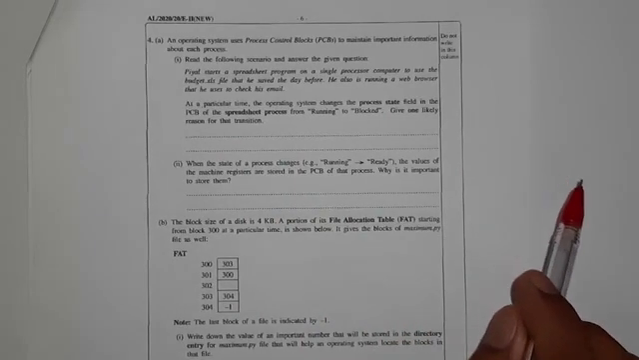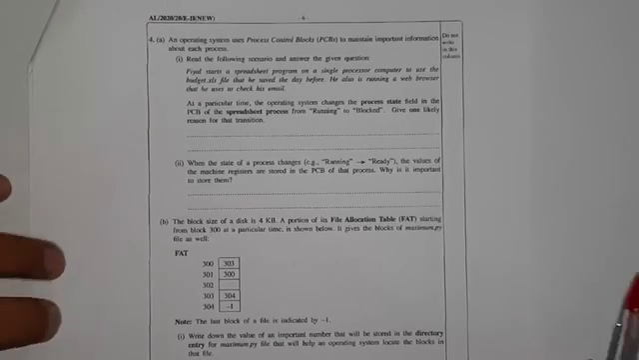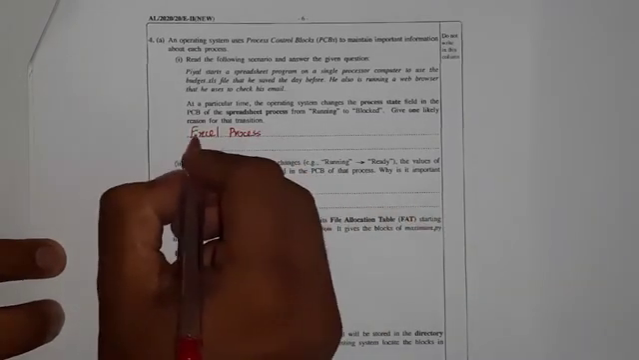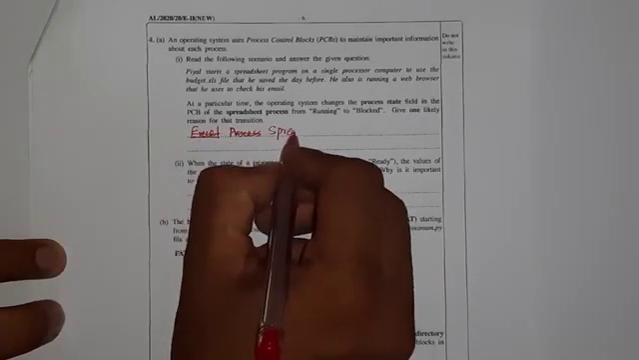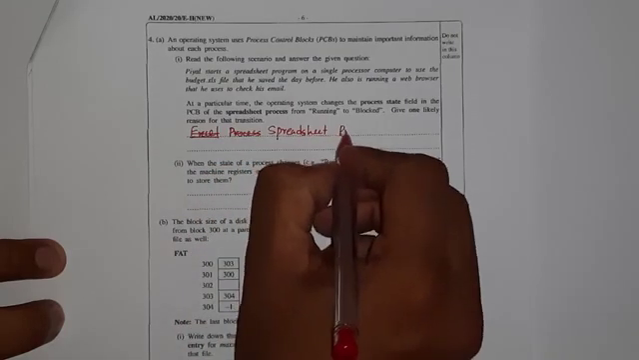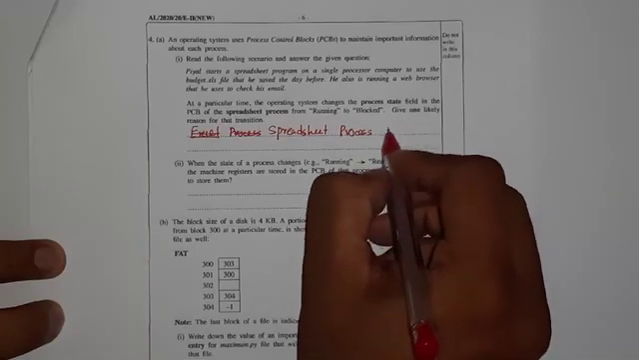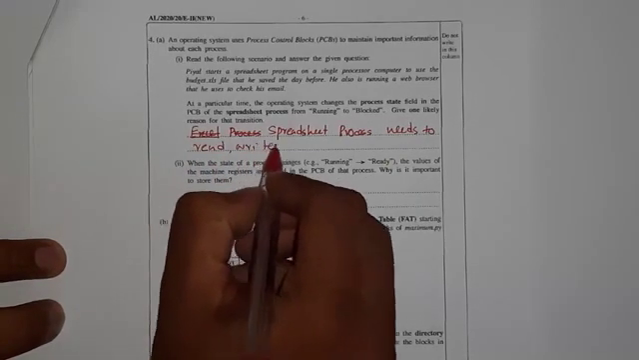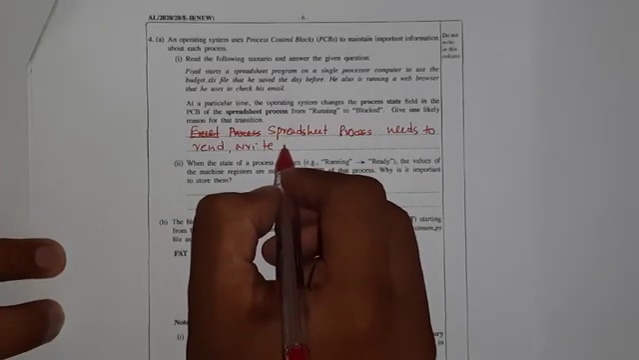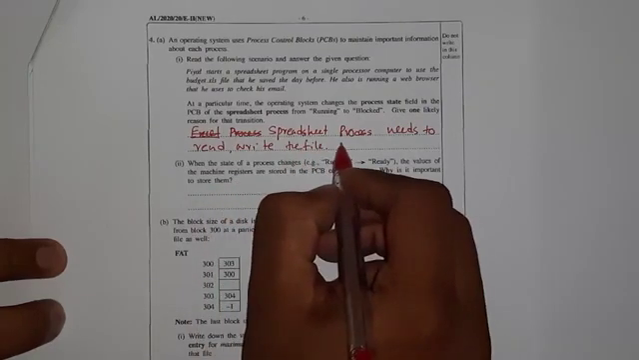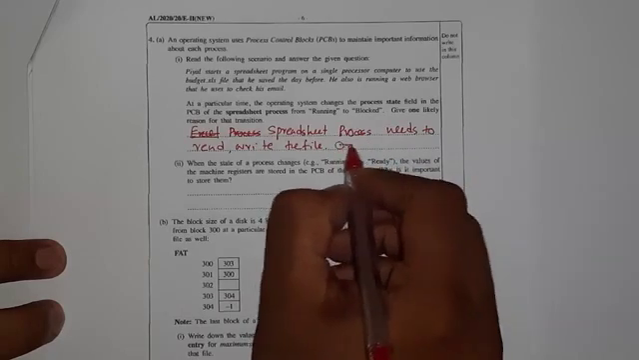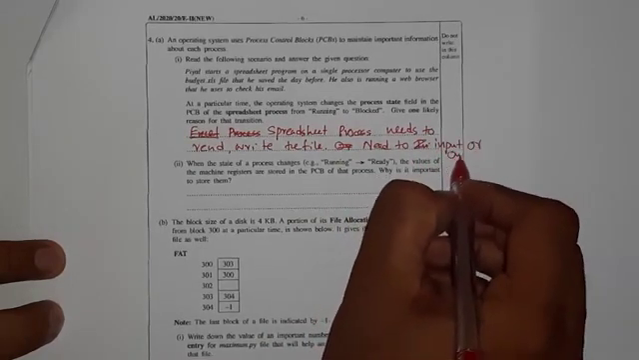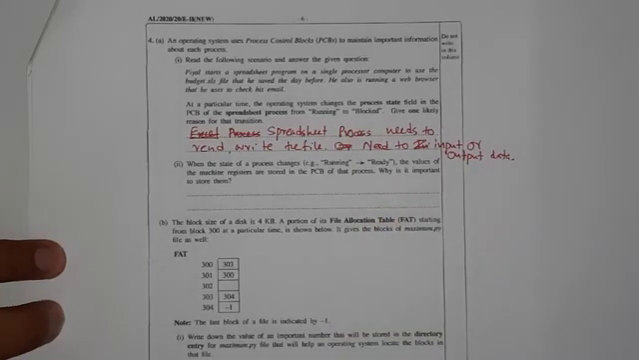So this Excel process, or the spreadsheet process, needs to read or write the file, or to input or output data. These are the things.